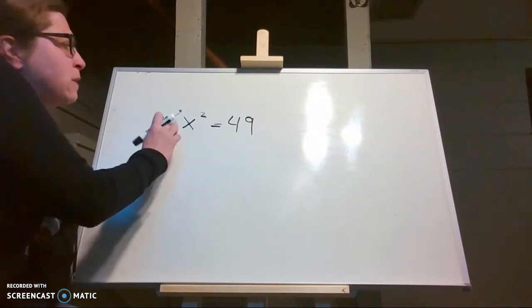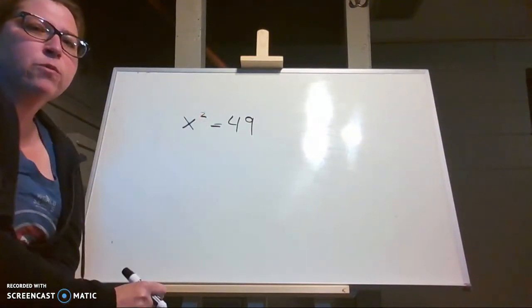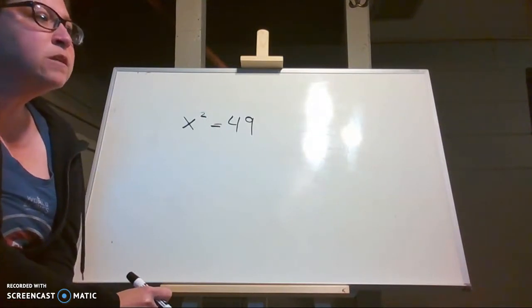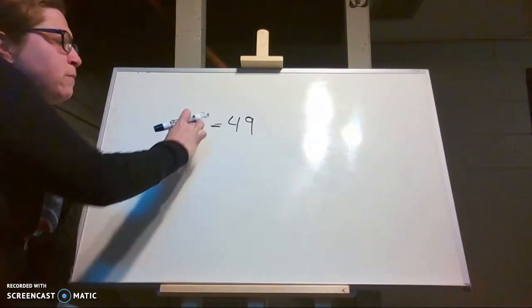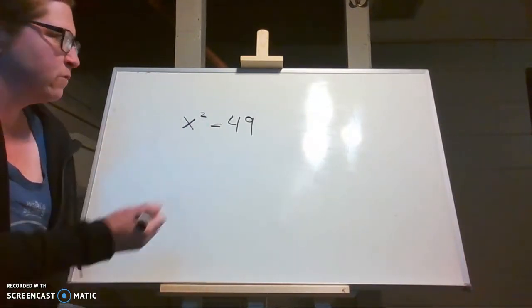Well, if we think about this, I want to get x by itself. So what's the inverse of squaring something? Well, we've talked about this before. The inverse of squaring something is taking the square root of it, right? Those are your opposites, your inverses.